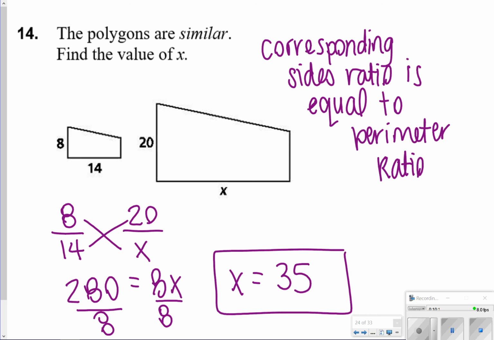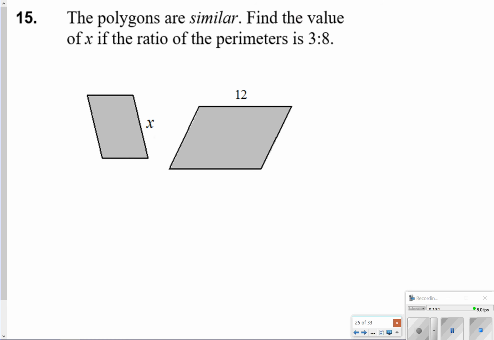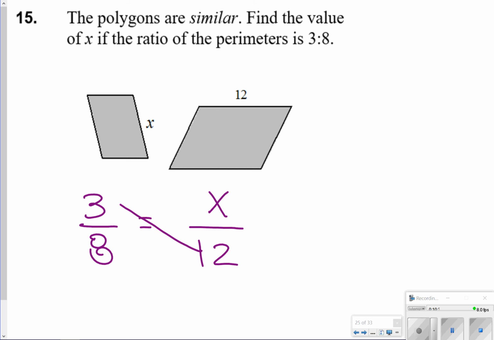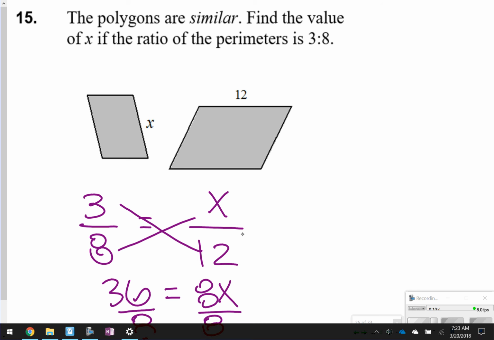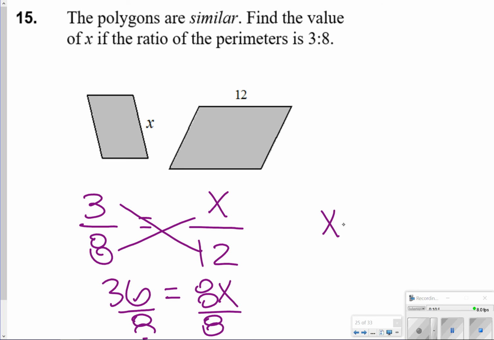Okay? For number 15, this is where your sides come into play. The ratio of the perimeters is 3 to 8. So that means it's also equal to x to 12. Okay? 3 to 8 is equal to x to 12 because these polygons are similar. They should have the same ratio for the corresponding sides as their perimeters. If we cross multiply, 3 times 12 is 36, and 8 times x is 8x, and then you just divide both sides by 8. Now 8 does not go into 36 evenly, so we're going to get a decimal of 4.5 as our answer.